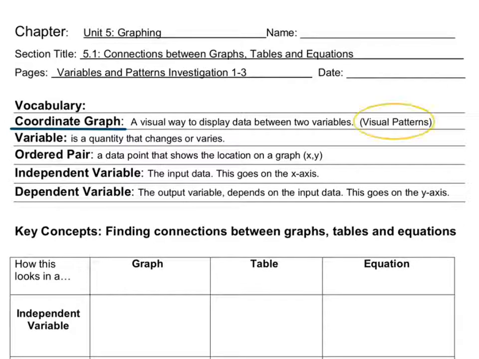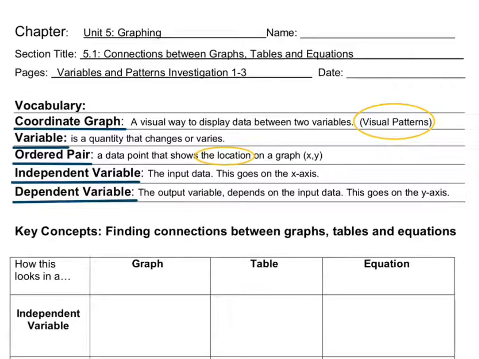The next vocabulary word is variable, so this is the quantity that changes or varies. We've talked about ordered pairs, so this is the data point that shows the location on a graph. So that location is the key piece. Think of this like you need to walk into a building in order to take the elevator up or down. So we first go with our x-axis and then the location on the y. That's going to give us that particular location of the ordered pair.